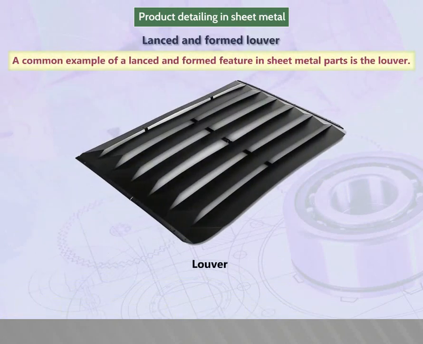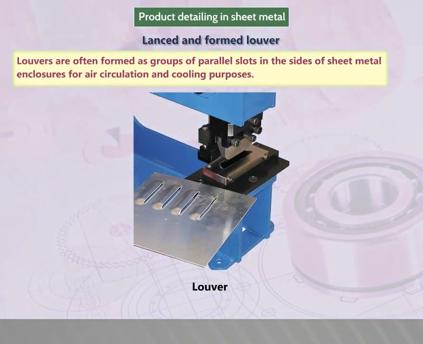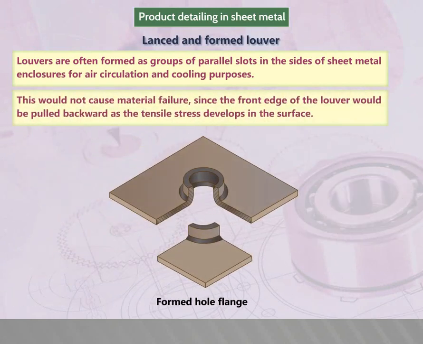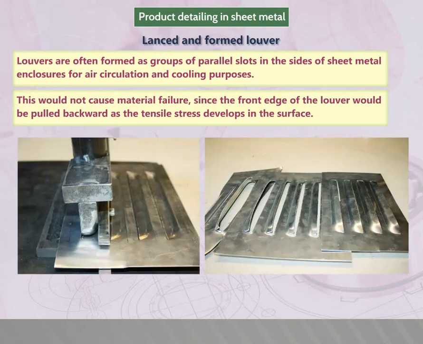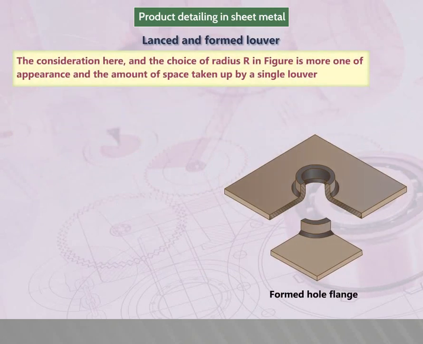A common example of a lanced and formed feature in sheet metal parts is the louver. Louvers are often formed as groups of parallel slots in the sides of sheet metal enclosures for air circulation and cooling purposes. This would not cause material failure, since the front edge of the louver would be pulled backward as the tensile stress develops in the surface. Formed hole flange. The consideration here and the choice of radius shown in the figure is more one of appearance and the amount of space taken up by a single louver.